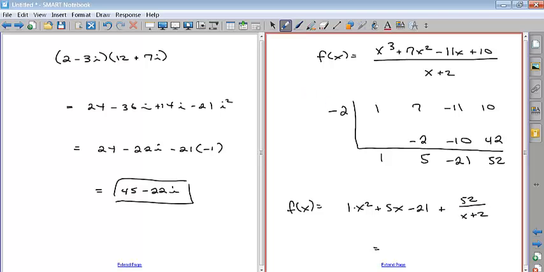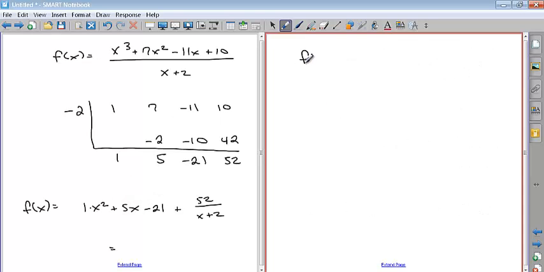So you get that. Also, the other thing is that f of negative 2 is 52. So whatever this is, the value of the function is the remainder. So that's not actually true. What it should be is, if I said g of x is the numerator, then what I would say is g of negative 2 is 52. So it's the original thing.